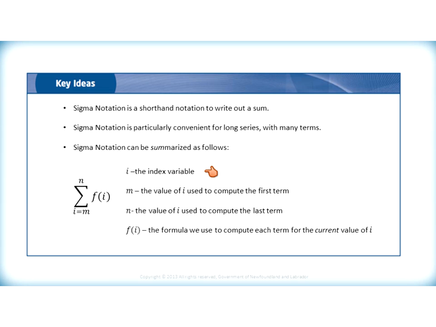i is the index variable. m is the value of i used to compute the first term. And n is the value of i we use to get the last term. That seemed a little bit weird at first, didn't it? But now it's okay. And f of i is the formula we use to compute each term for the current value of i, or whatever value of i we're using for that particular term, of course.